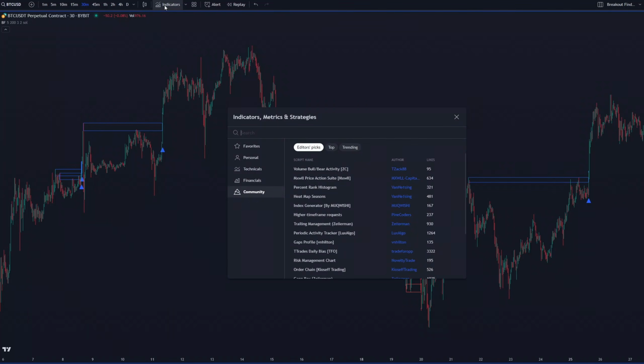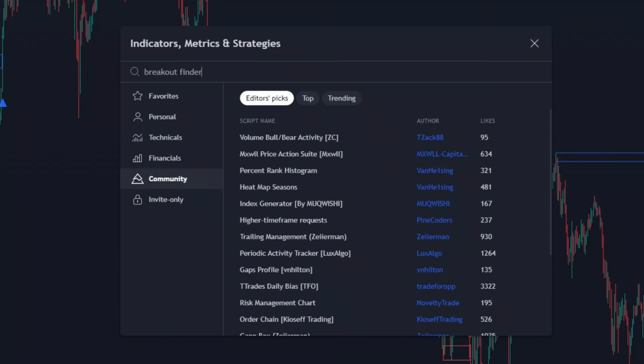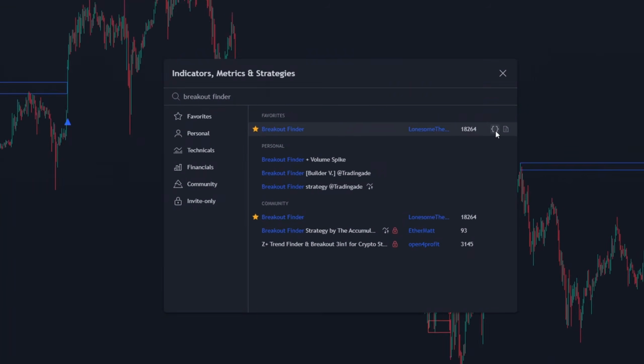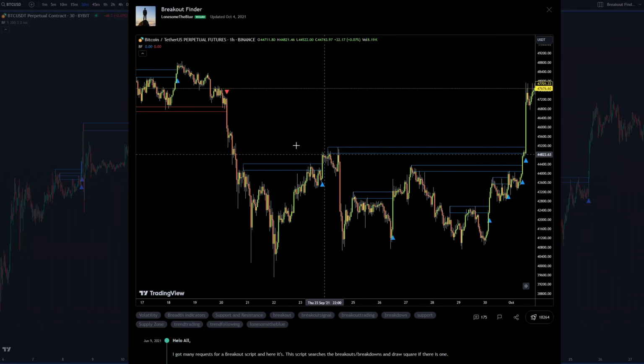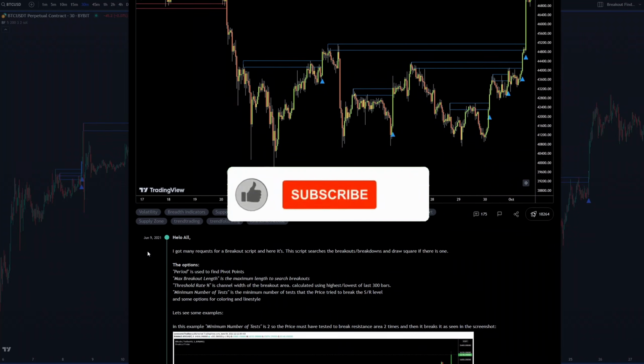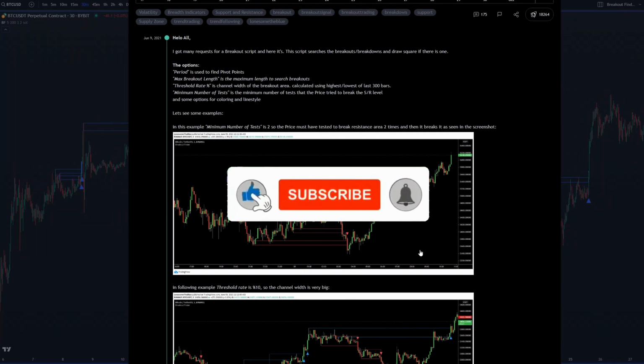Open the indicator section and type Breakout Finder. And open this one by Lonesome the Blue. This indicator is absolutely useful at catching the breakout. In fact, as you can see here, we have a blue box and a red box. The triangle represents the breakout point. Here we have a red triangle and we have an astonishing breakdown, whereas when we have a blue triangle, it represents a breakout. Here you can read more details about this indicator, but we will cover it all in this video.